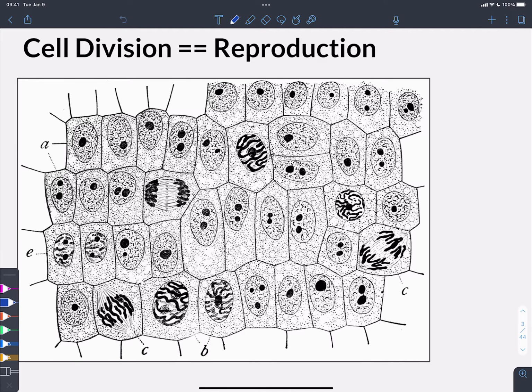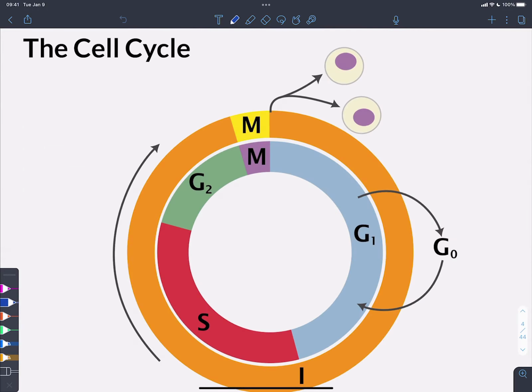All living systems on the planet have to be able to reproduce, and since all living systems are made out of cells, cells have to be able to reproduce. If you start with one cell, you're going to wind up with more than one cell at the end. And so cell division is the way in which cells reproduce. It is the reproductive property of life writ large.